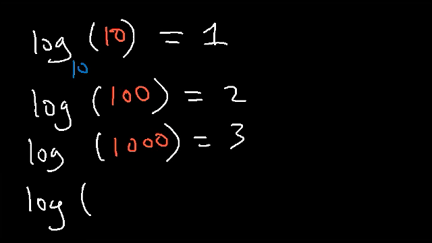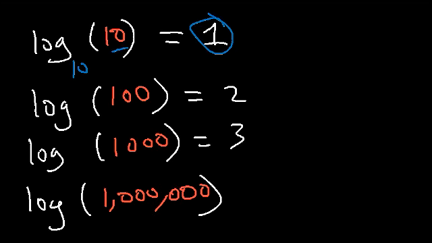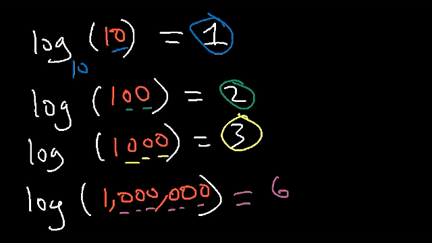Now what is log of 1 million? So here's a simplified way of getting the answer. Count the zeros. Here we have 1 zero, so the answer is 1. Here it's 2 zeros, so it's 2. And here we have 3 zeros, so it's 3. In this example, we have a total of 6 zeros. So log 1 million is equal to 6. A million is basically 10 to the 6th power. 1,000 is 10 to the 3rd power.